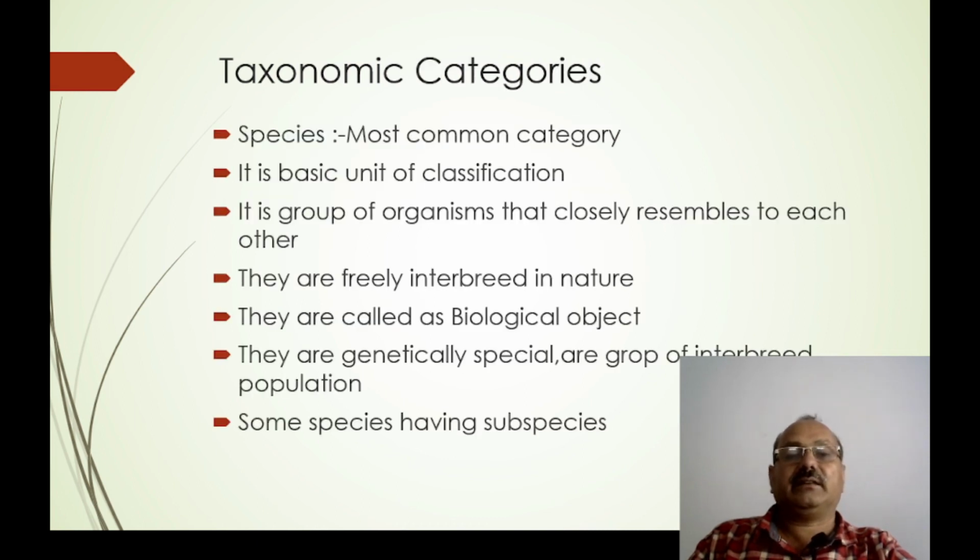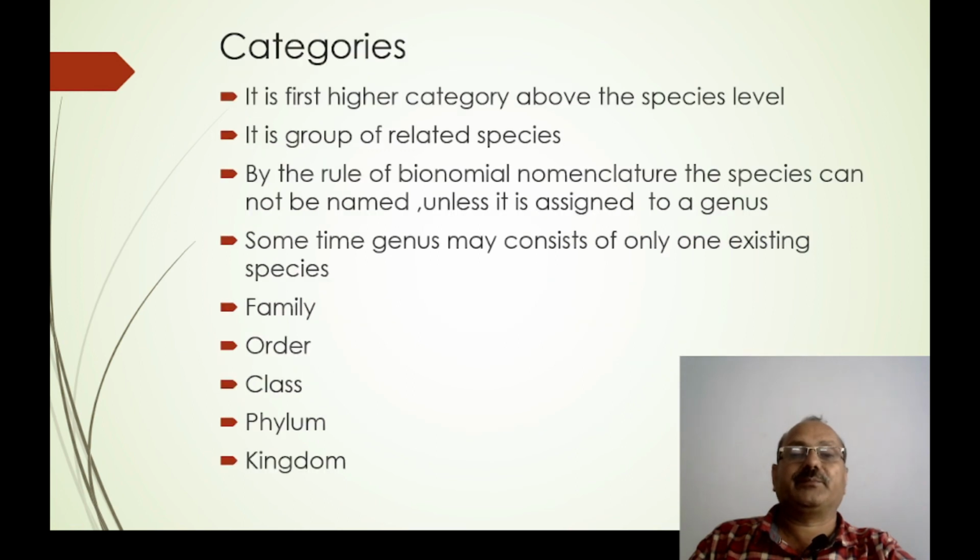There are some taxonomic categories, such as species, the most common category. It is the basic unit of classification. It is a group of organisms that closely resemble each other. They freely interbreed in nature. They are also called biological objects. They are genetically distinct groups of inbred populations.